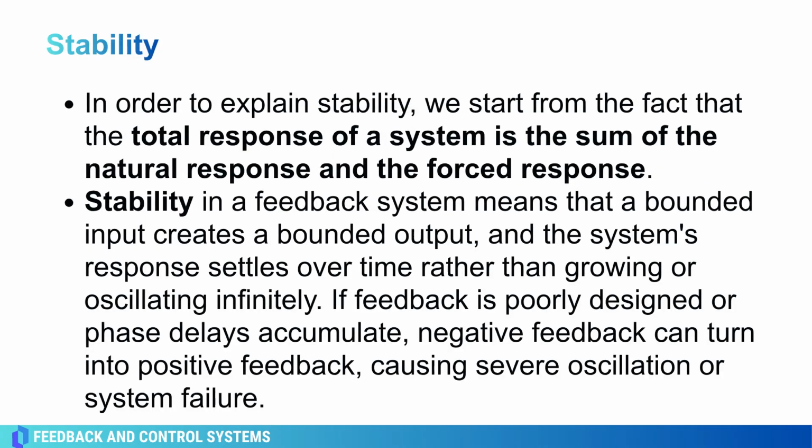Another term that we need to focus on is stability. In order to explain stability, we start from the fact that the total response of a system is the sum of the natural response and the forced response. Stability in a feedback system means that a bounded input creates a bounded output, and the system's response settles over time rather than growing or oscillating infinitely. If feedback is poorly designed or phase delays accumulate, negative feedback can turn into positive feedback, causing severe oscillations or system failure.